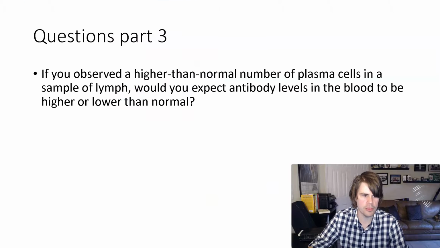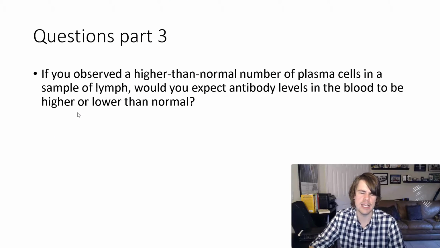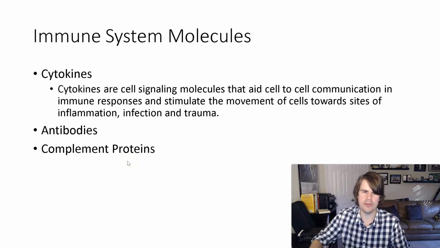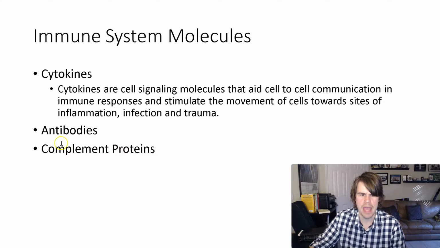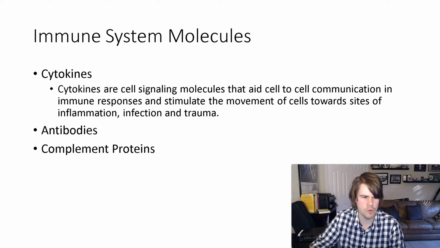Questions part 3. If you observed a higher than normal number of plasma cells in a sample of lymph, the fluid traveling through the lymph system, would you expect antibody levels in the blood to be higher or lower than normal? Think that through. And here are some different system molecules: cytokines, antibodies, and complement proteins. Again, complement proteins are mostly non-specific, but they do kind of influence antibodies, so I do want to talk to you one more time about it.